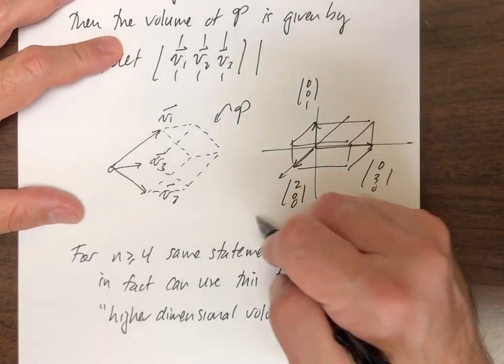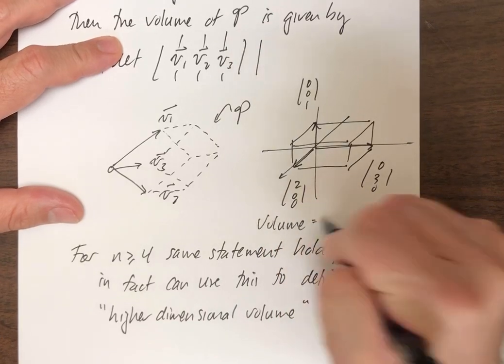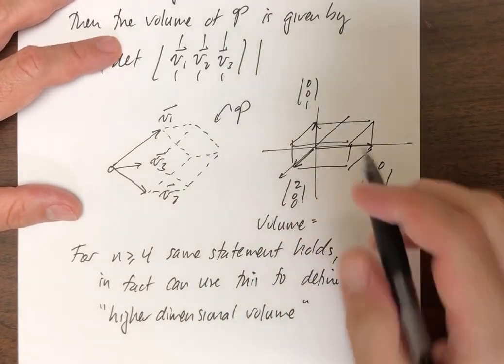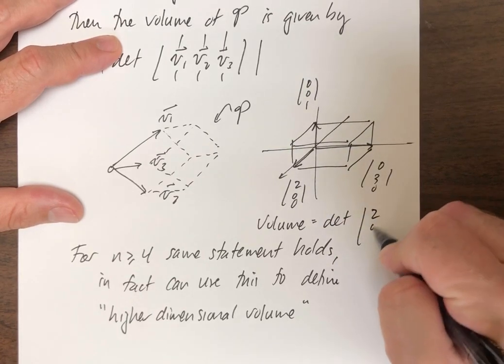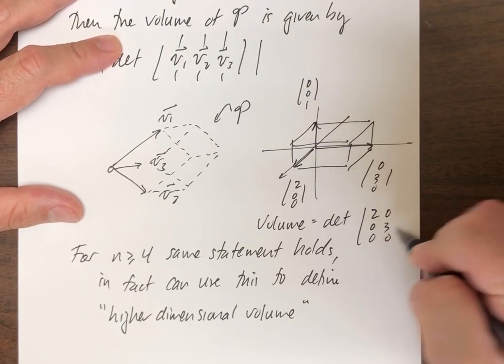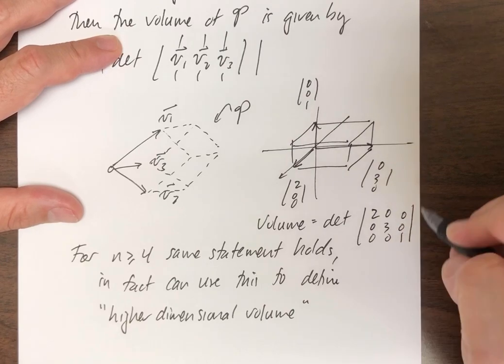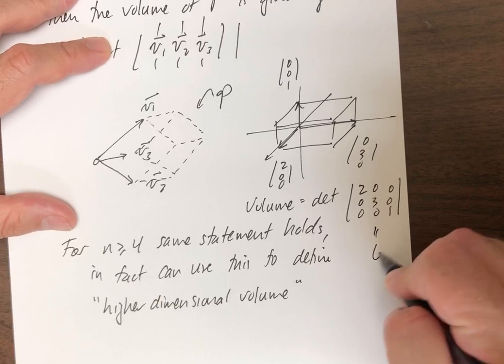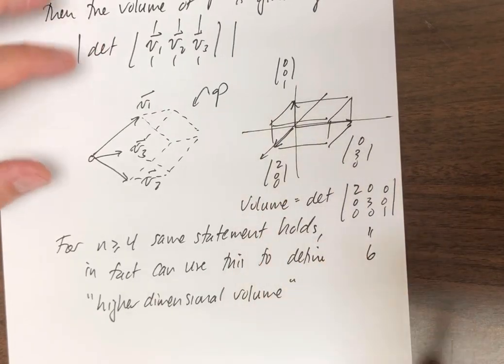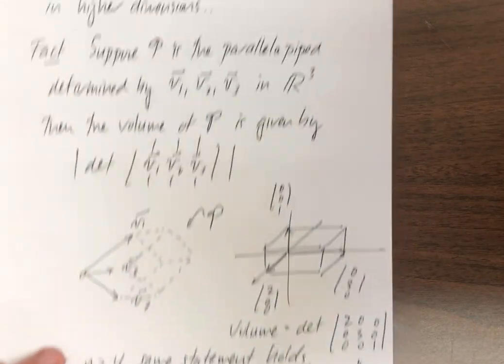So the volume of this thing is equal to just, well, the determinant of, right, let me reorder these things how I like so I can easily take the determinant. Notice that this is actually just a diagonal matrix, so this is actually equal to 6, and of course that's the dimensions of this box, okay?